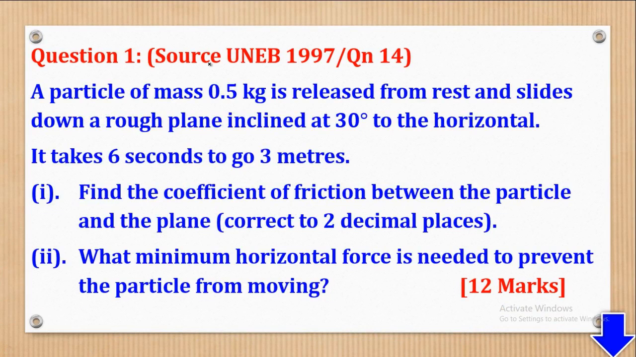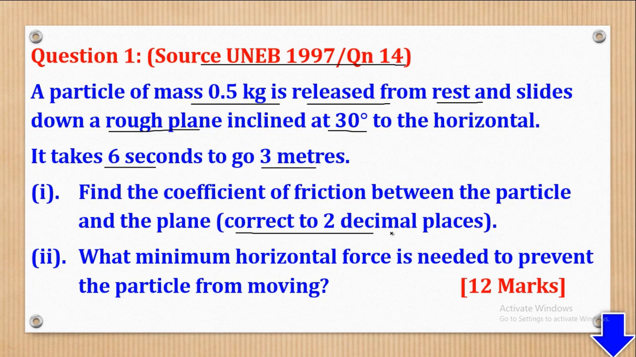Question 1 came from UNEB 1997, paper 2, question 14, and it says: a particle of mass 0.5 kilograms is released from rest and slides down a rough plane inclined at 30 degrees to the horizontal. It takes 6 seconds to go 3 meters. So when S is 3 and T is 6. Find the coefficient of friction between the particle and the plane correct to 2 decimal places.